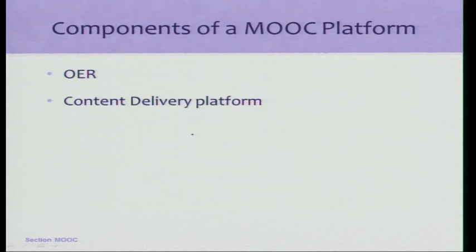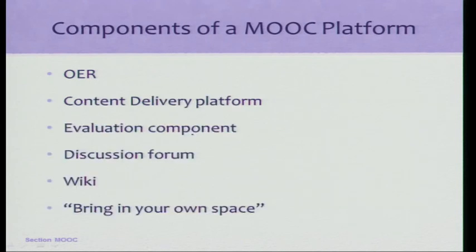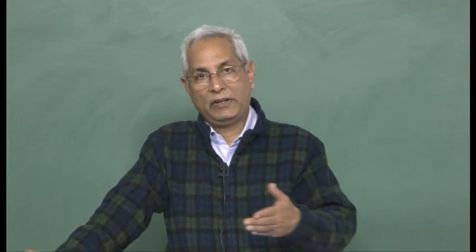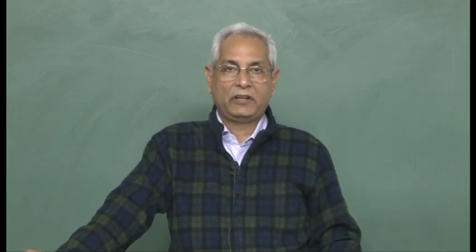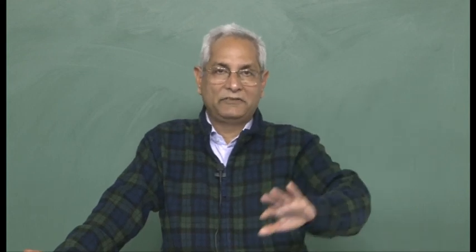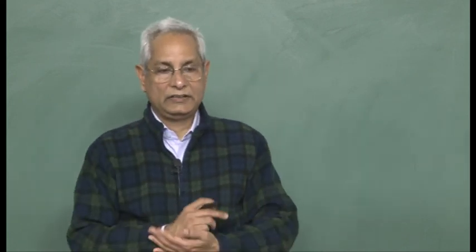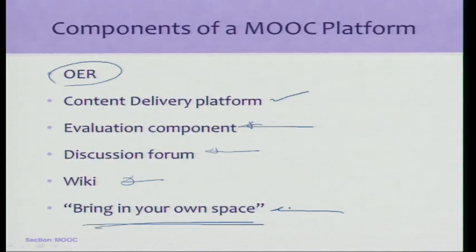So, what are the components of a MOOC platform? You need an open educational resource, you need a content delivery platform, you need an evaluation component, you need things like discussion forums and wikis where people collaborate, and often you bring your own space. When I participate in a MOOC and I want to submit an assignment, I might say my assignment is here in my blog and submit the link. Sometimes MOOCs may not permit assignments to be submitted in this fashion because they may find it difficult to aggregate. They may say, no, please upload a PDF file or type it in here. But in a collaborative platform, when we are discussing, for example, you can bring your own space and say, look, my perspective is here. That's all about MOOCs.